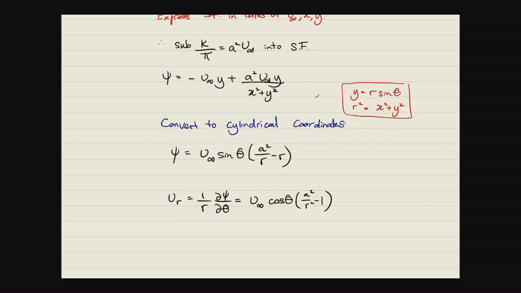And u theta, our azimuthal velocity, is just negative del psi over del r. And that's just going to give us negative u infinity sine theta times a squared over r squared plus 1.